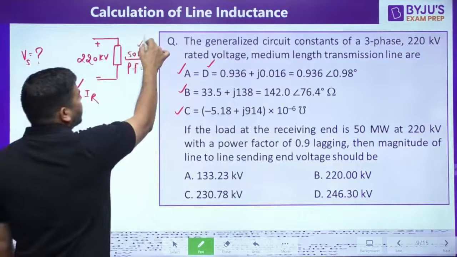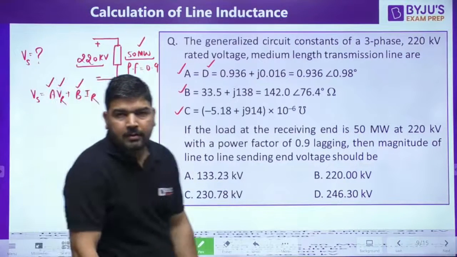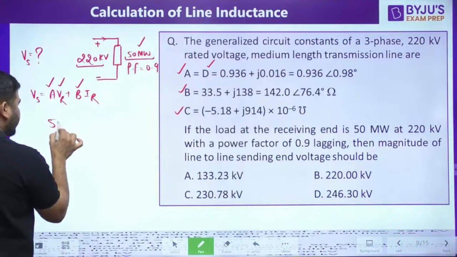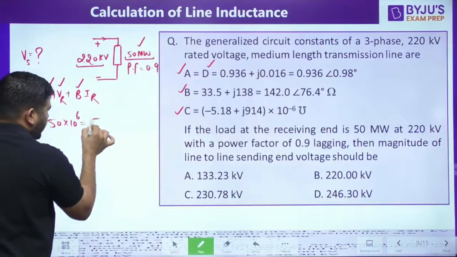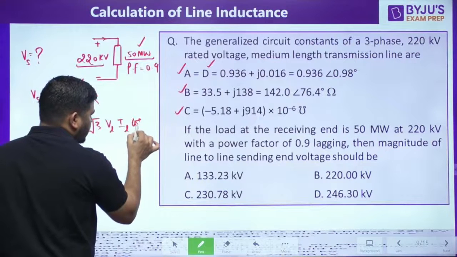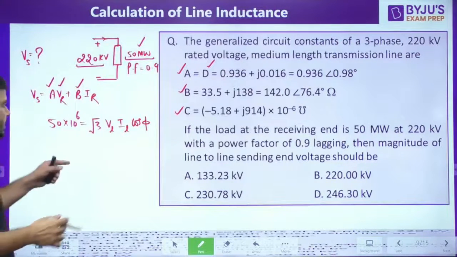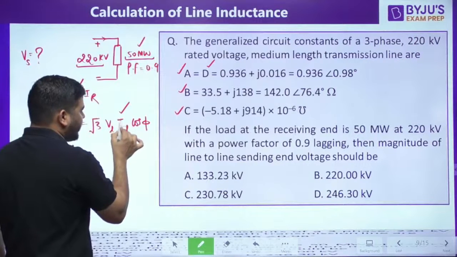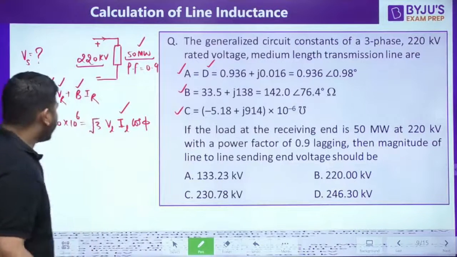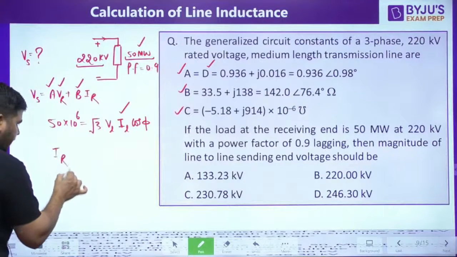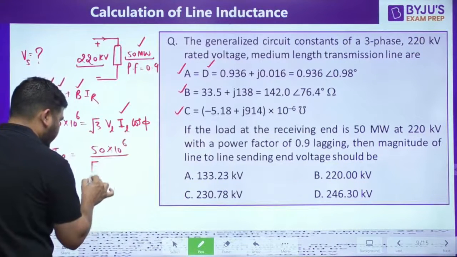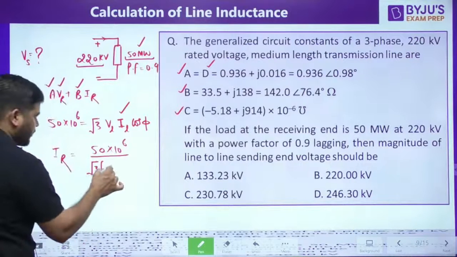Now IR can be calculated from this power. This is 3-phase power and this is the line voltage. IR is a phase current. We know that this three-phase power, 50 into 10 raised to power 6, has to be root 3 VL IL cos phi. Now from this relation you can calculate this line current. Line current and phase current will remain same. So at the receiving end, IR will be equal to 50 into 10 raised to power 6 divided by root 3 into VL. What is the line voltage? Line voltage is 220 kV.